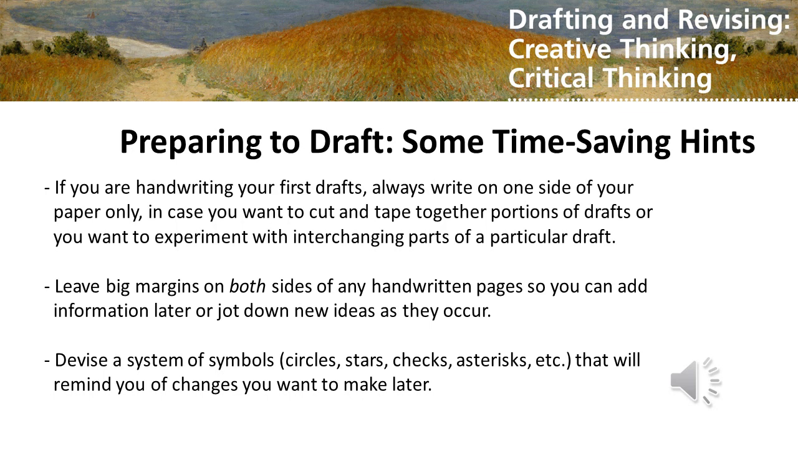Also leave big margins on both sides of any handwritten pages. This allows you to jot down information or ideas as they occur in the course of reading through the draft. It's the same thing as making notes in the margin of a book. And then, in addition, devise a system of symbols if you can. This is a little bit more sophisticated, but circles, stars, checks, asterisks, that will remind you of changes you want to make later, a kind of shorthand.